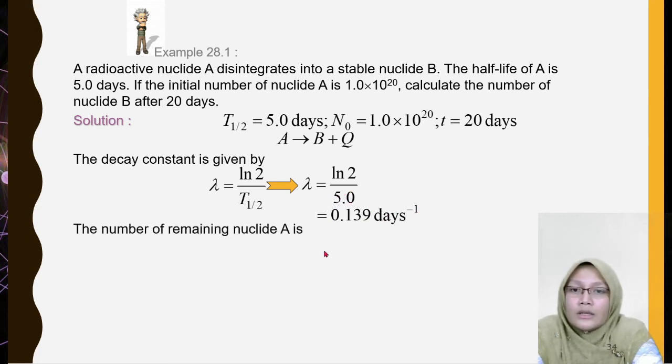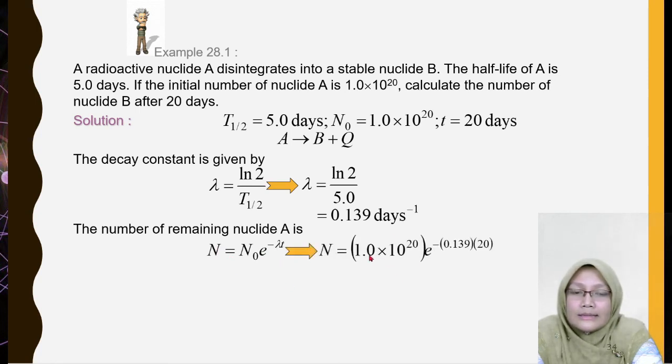Okay, lambda. Okay, lepas tu, the number of remaining nuclide A, kita pakai N equal to N0 exponent negatif lambda t. Okay, ni yang asal N0. Okay, decay constant 0.139, 20 ni adalah t selepas 20 hari tu. So N yang tinggal adalah 6.2 darab 10 kuasa 18 nuclei.